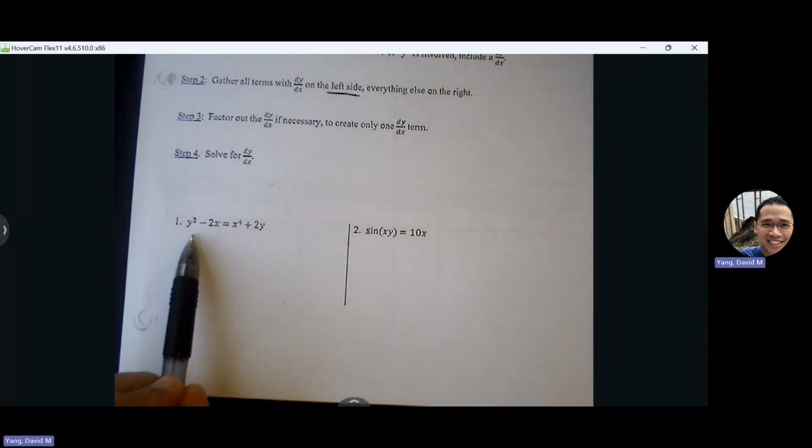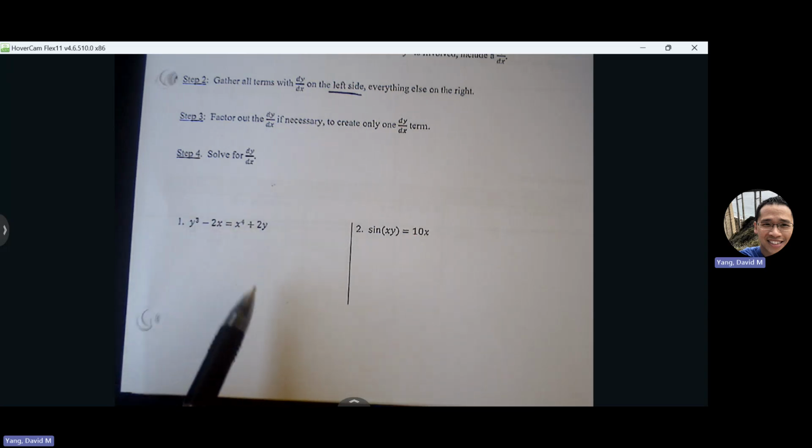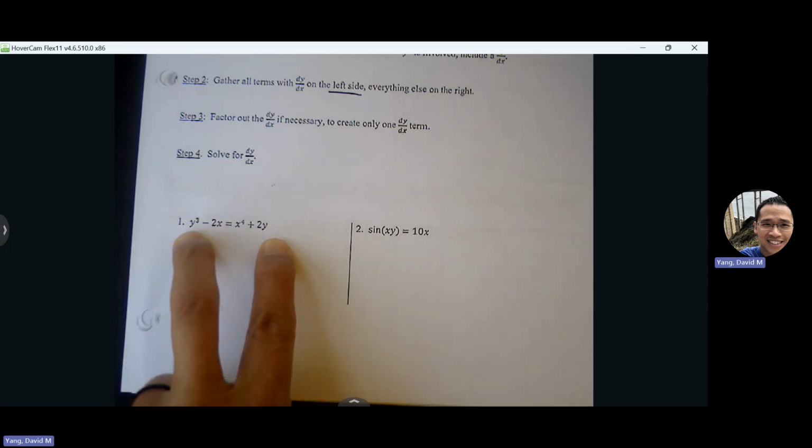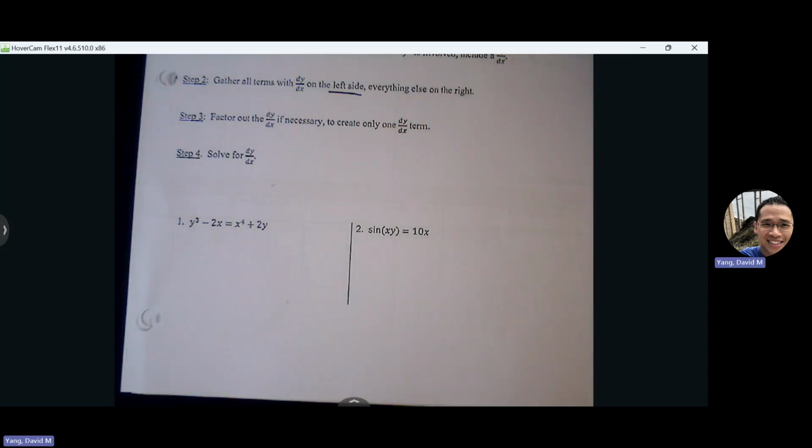So number one, we have y cubed minus 2x equals x to the fourth plus 2y. This is going to be some curve to graph, but it's most likely not going to be a function because you have multiple instances of y's. Y is not by itself.